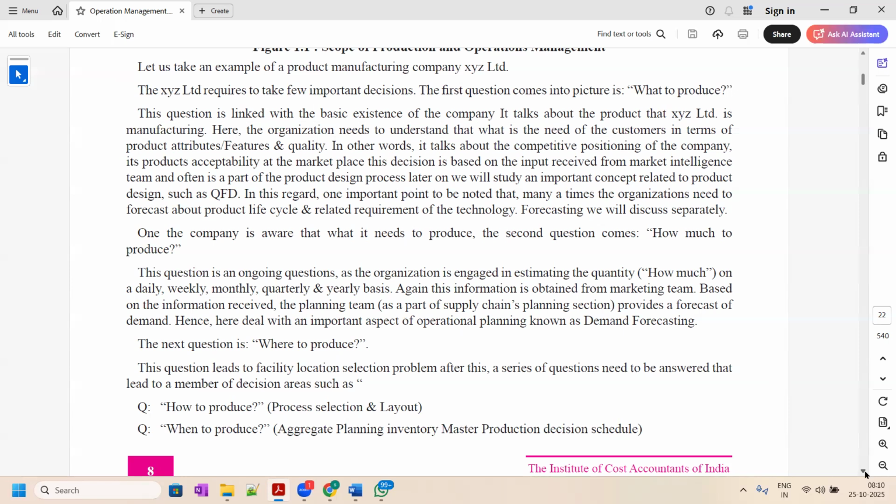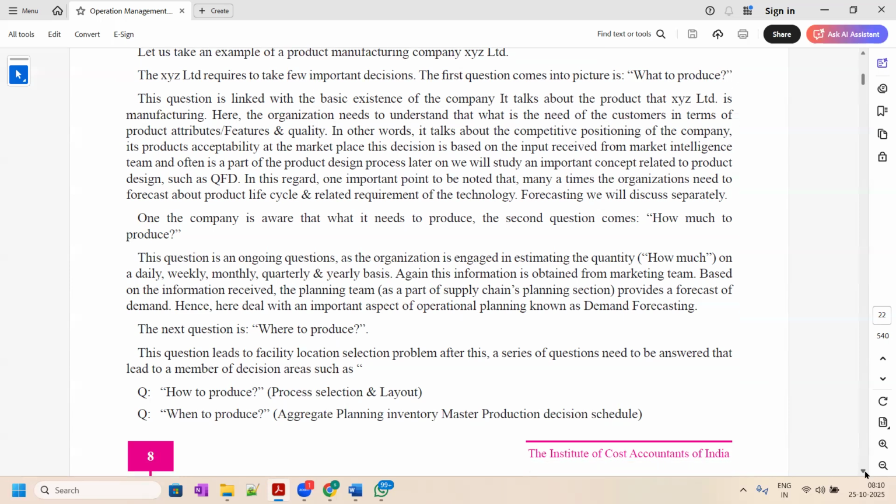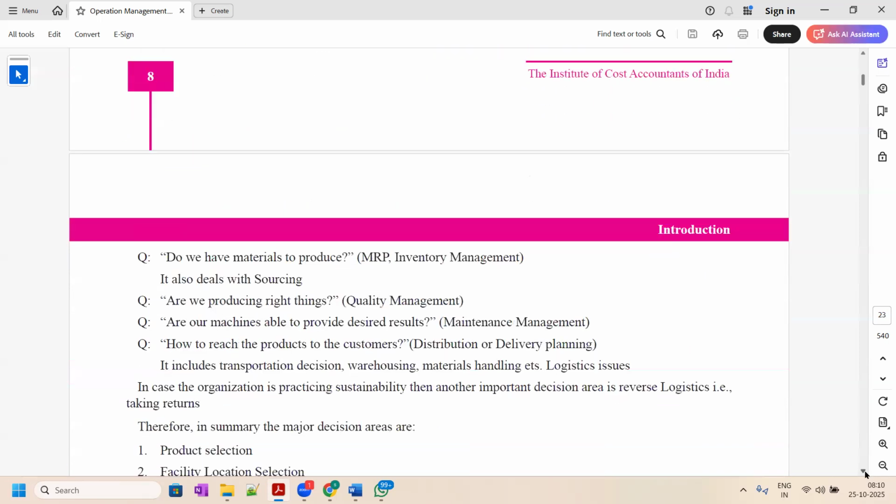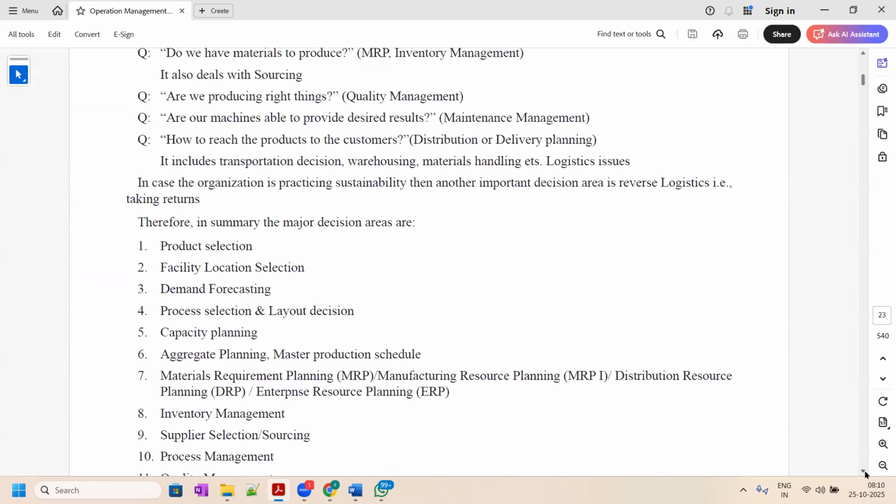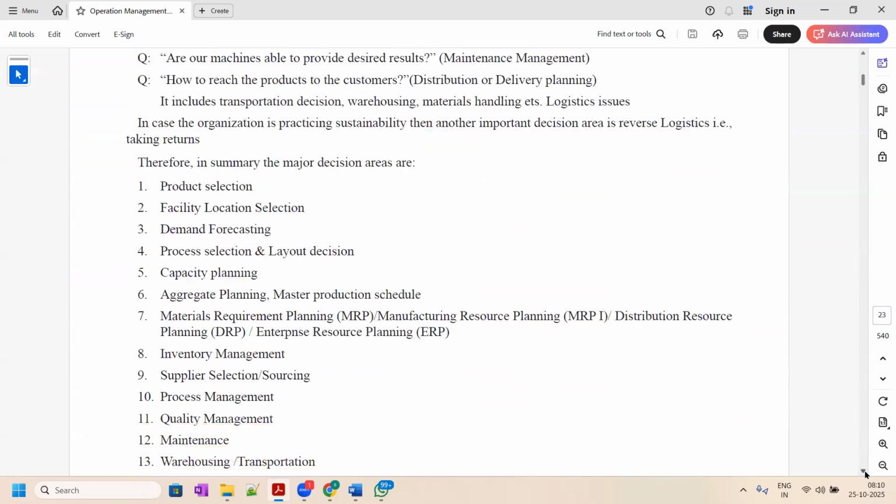Right? So what to produce, how much to produce, where to produce, how to produce, and when to produce. These are the questions which we need to answer. So basically, these decisions help the company run their production process smoothly, efficiently, and profitably.